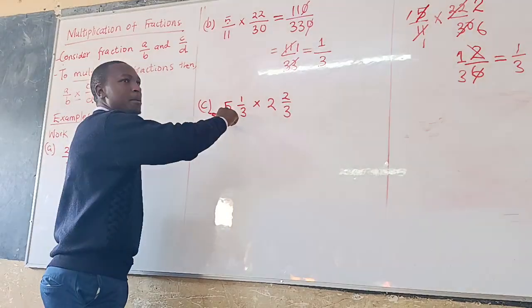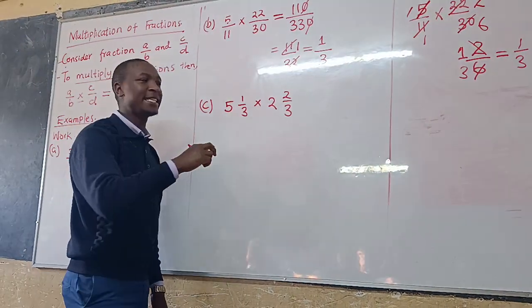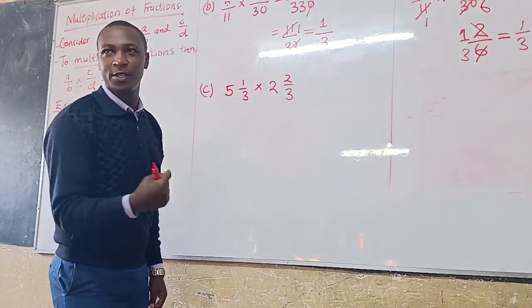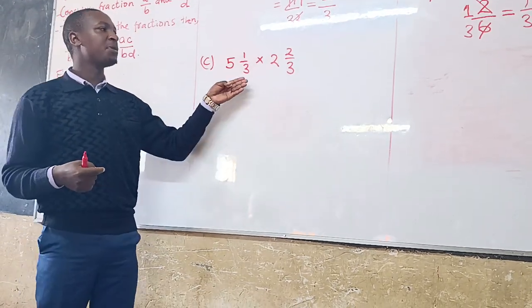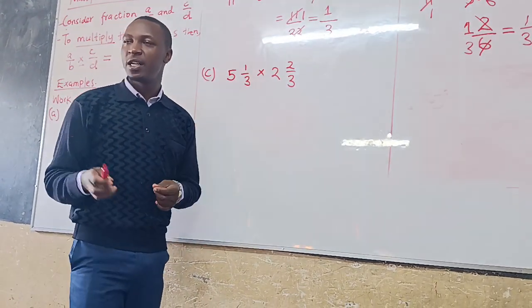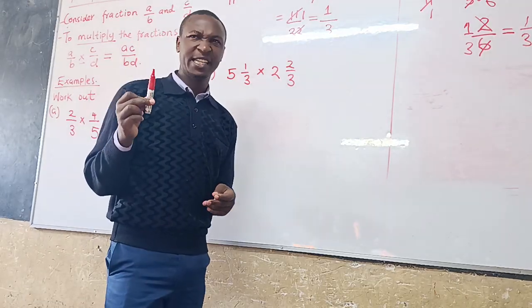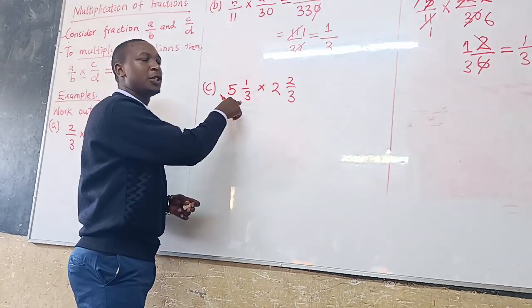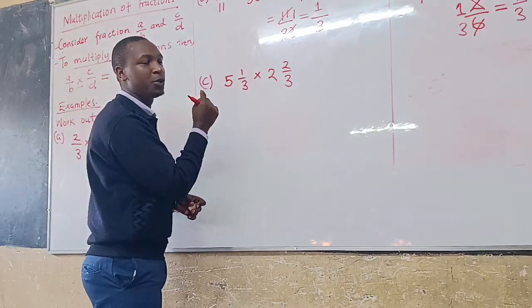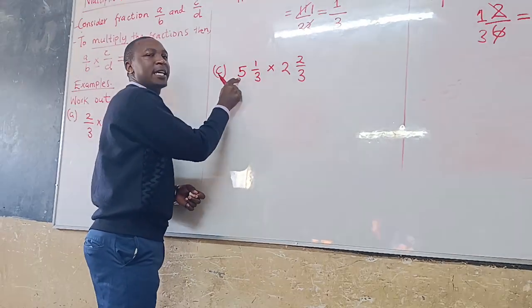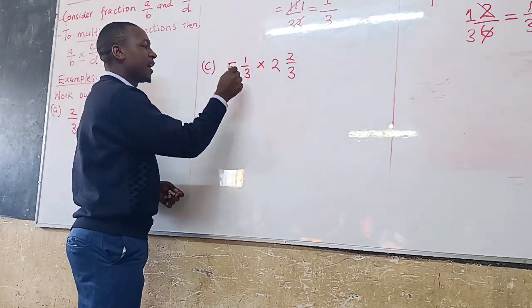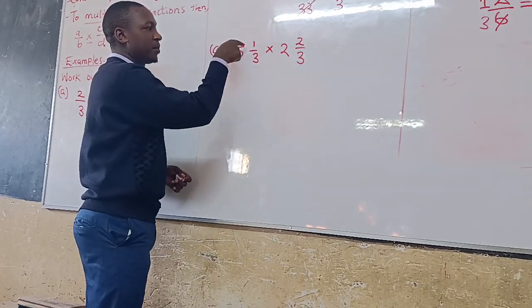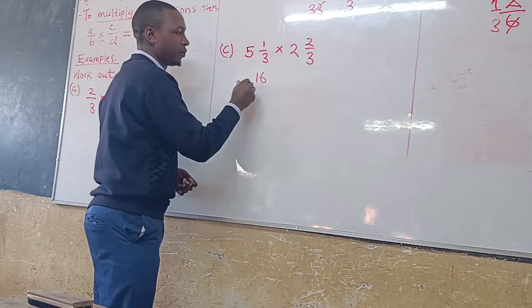5 times 3 plus 1. That is called changing into an improper fraction. So if you see a mixed fraction in multiplication, the best thing you can do first is to change it into an improper fraction. And how do you do that? 5 times 3 in this case plus 1. 5 times 3 is 15 plus 1 is 16 out of what?